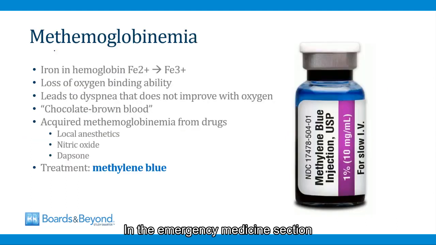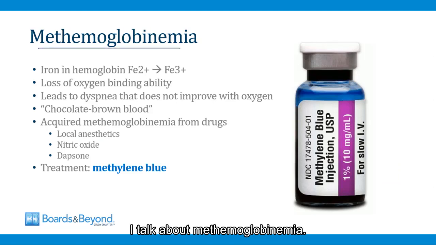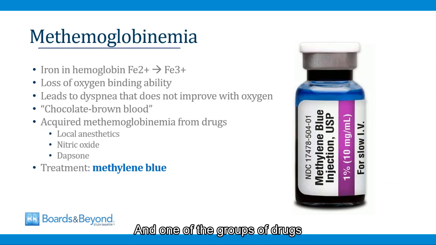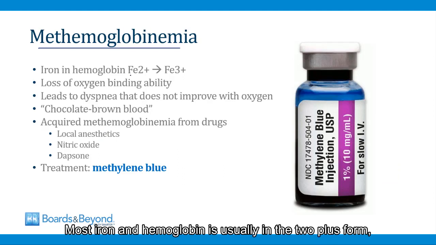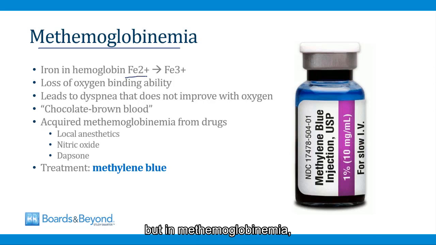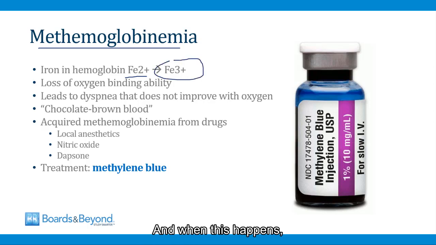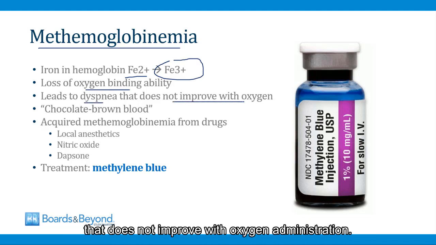In the emergency medicine section in the video on toxicology, I talk about methemoglobinemia. This condition can be triggered by a number of drugs, and one of the groups of drugs that can trigger methemoglobinemia are the local anesthetics. Most iron in hemoglobin is usually in the 2+ form, but in methemoglobinemia, a large amount of iron in hemoglobin becomes 3+, and when this happens, hemoglobin cannot bind oxygen. This leads to dyspnea in the patient that does not improve with oxygen administration.